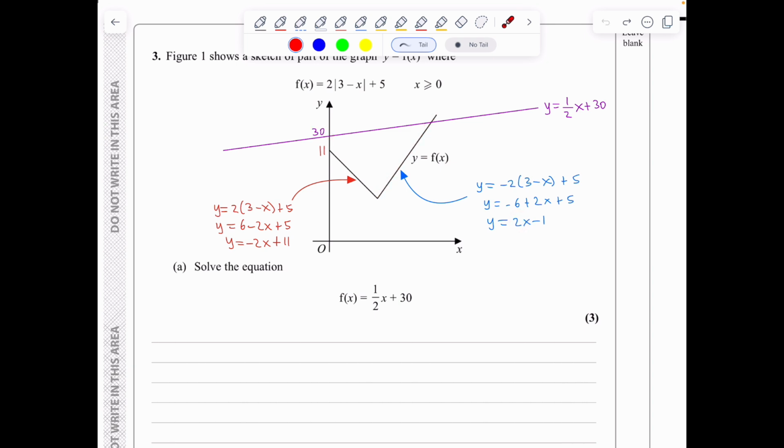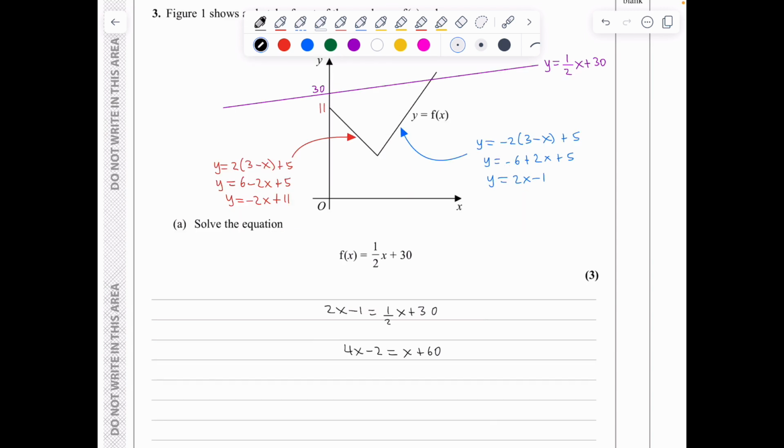and cutting the y-axis here at 30. So to find the solution, there is only one solution, a point of intersection on the right hand side here. We simply need to equate the 2x minus 1 with the half x plus 30. I will multiply everything by 2 to get 4x minus 2 is equal to x plus 60, which leads to 3x is equal to 62, and therefore x is equal to 62 over 3.